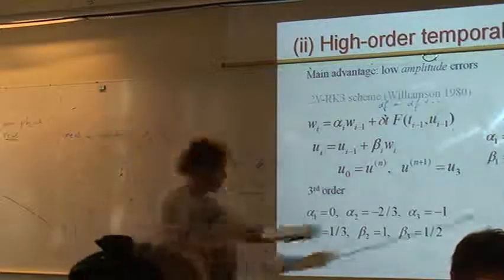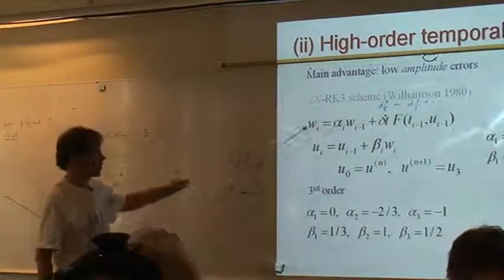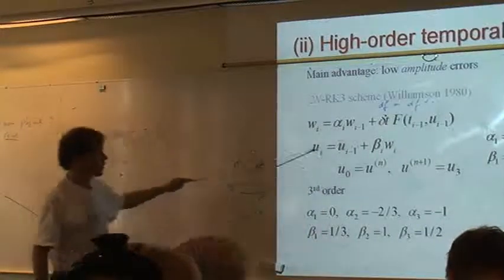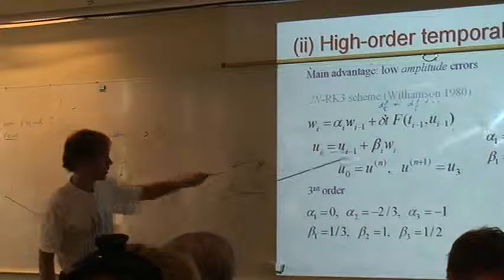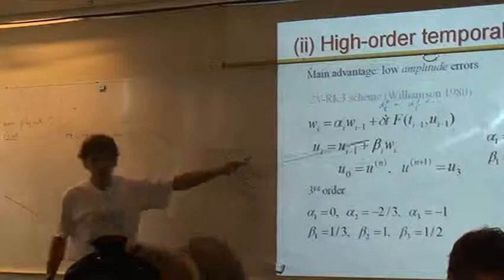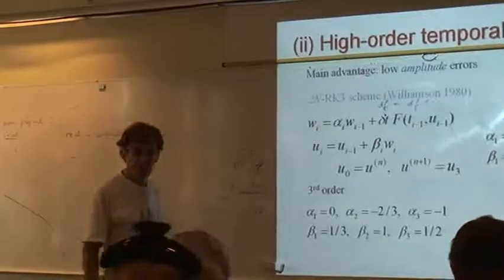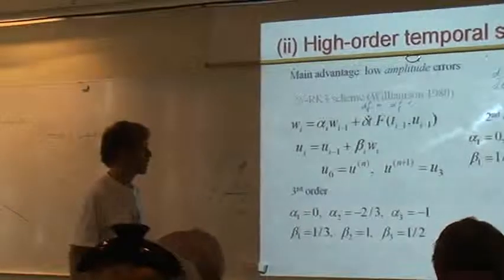So if you do a first order scheme, then first of all this one is 0, then this is directly the right hand side, and your new time step is immediately given by the right hand side. Beta 1 is 1. That's just a standard first order scheme. It's the first order Euler scheme in time.